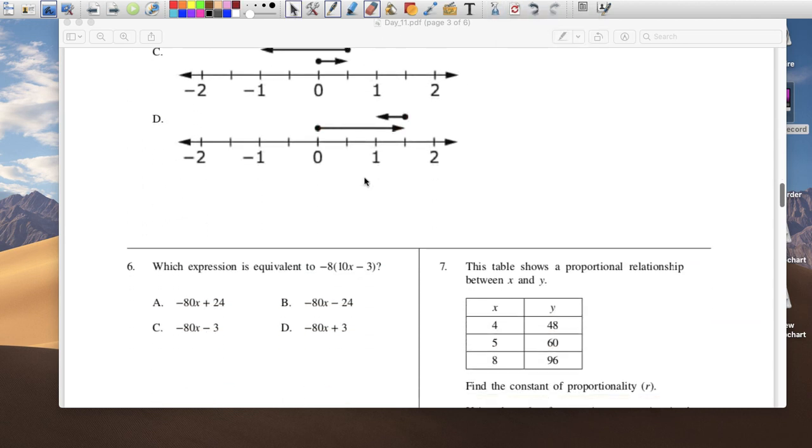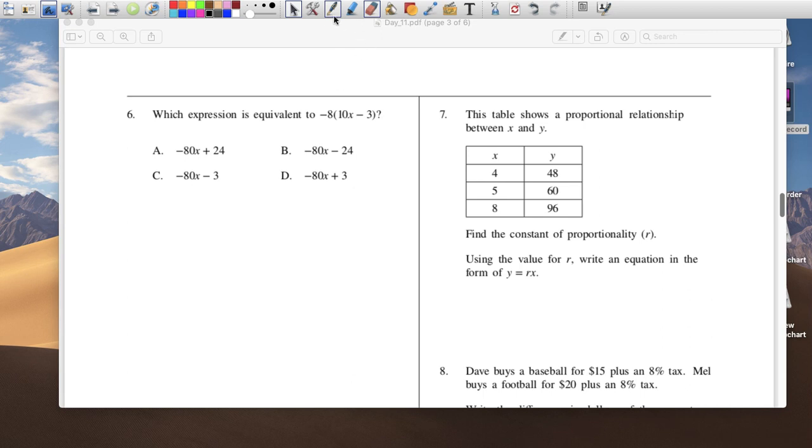6. So I guess I didn't do this one. Which expression is equivalent to that? Maybe I did. Do the distributive property. Negative and a positive is a negative. Negative 80x. Negative and negative is a positive. 8 times 3 is 24. Anything that looks like this? Yes. Right.